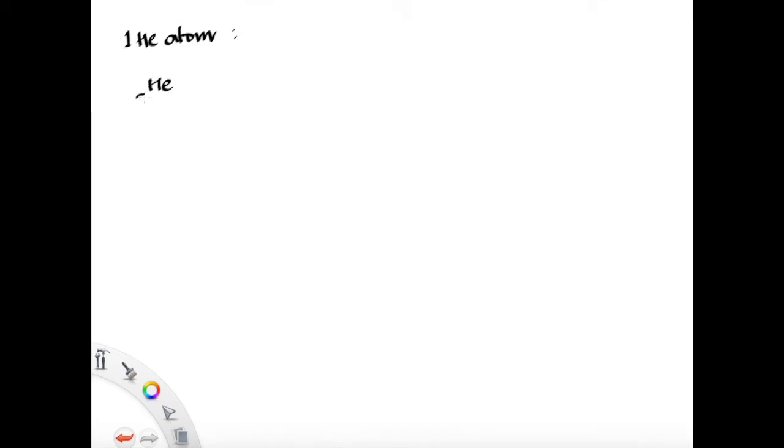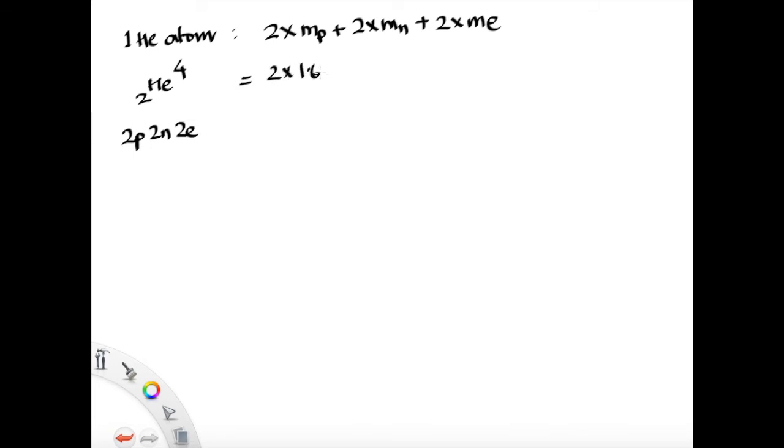Okay, let us find the mass of a helium atom. Helium has an atomic number of 2 and mass number of 4. So it has 2 protons, 2 neutrons and 2 electrons present in it. Thus, mass of a helium atom will be 2 into mass of a proton plus 2 into mass of a neutron plus 2 into mass of an electron.